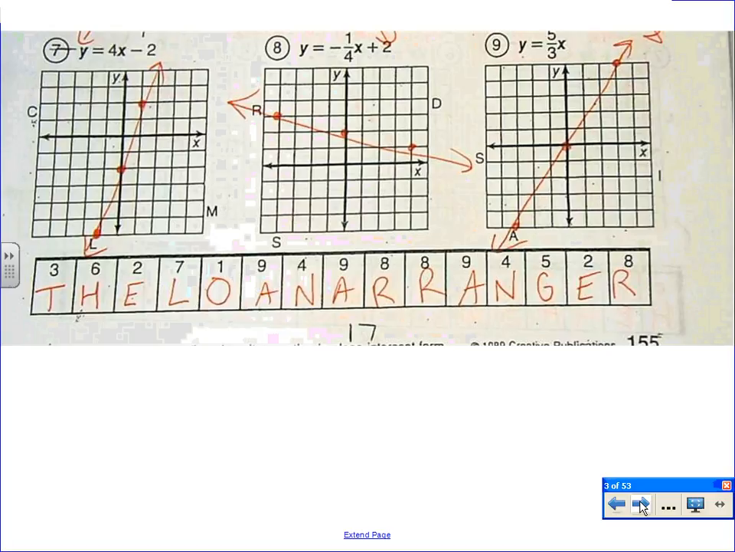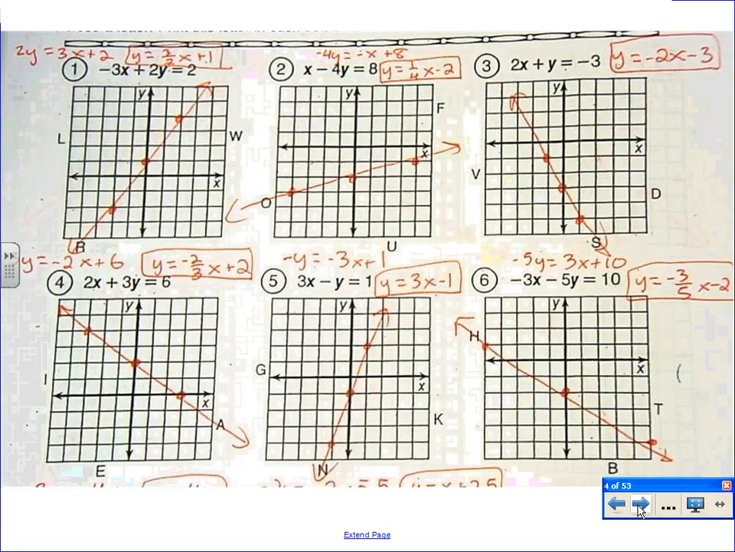Okay, let's go over to the poor man coffee puzzle. I'm going to read slope-intercept form for you and then check your graphs. So number 1, y equals 3/2x plus 1. Number 2, y equals 1/4x minus 2. Number 3, y equals -2x minus 3. Number 4, y equals -2/3x plus 2. Number 5, y equals 3x minus 1. Number 6, y equals -3/5x minus 2.